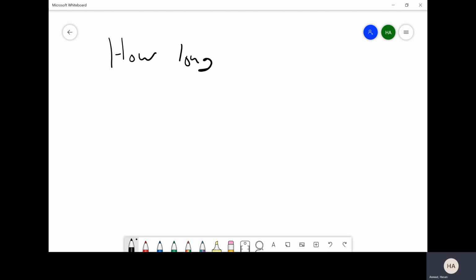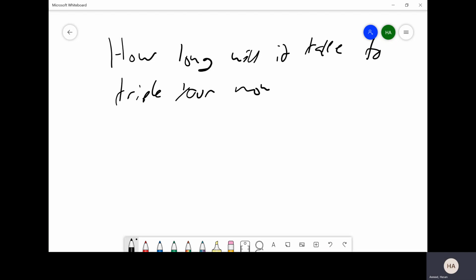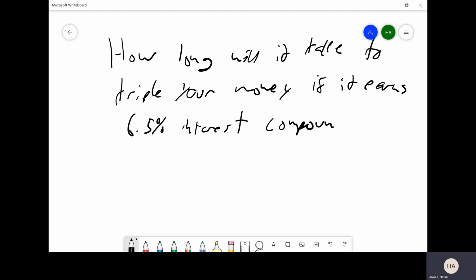So how long does it take to triple your money if it earns 6.5% interest. I misspelled interest again. I think that was the second time I did that. If it earns 6.5% interest compounded continuously.